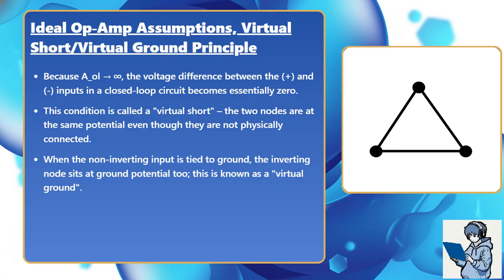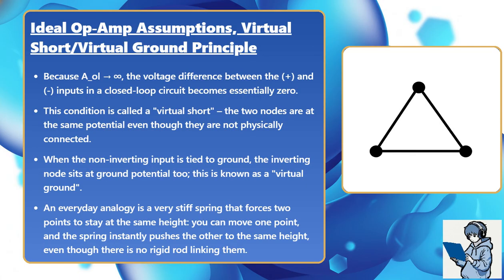When the non-inverting input is tied to ground, the inverting node sits at ground potential too. This is known as virtual ground. An everyday analogy is a very stiff spring that forces 2 points to stay at the same height. You can move 1 point, and the spring instantly pushes the other to the same height, even though there is no rigid rod linking them.